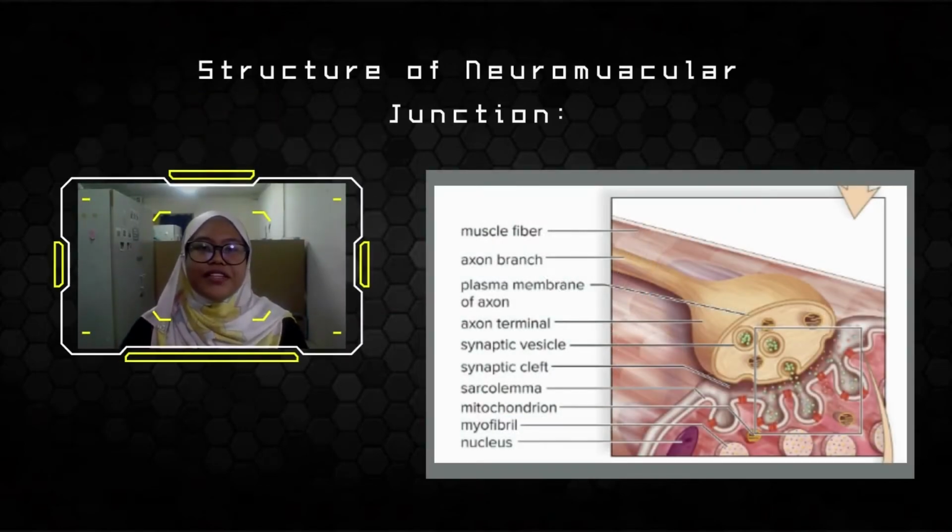Now, as you can see, this is the whole structure of the neuromuscular junction. The presynaptic part consists of muscle fiber, axon branch, plasma membrane of axon, and axon terminal, which contains synaptic vesicles that are responsible for storing the neurotransmitter called ACH. Secondly, we have a little gap right here, which is called the synaptic cleft. Lastly, on the postsynaptic part, we have sarcolemma, mitochondrion, myofibril, and nucleus.